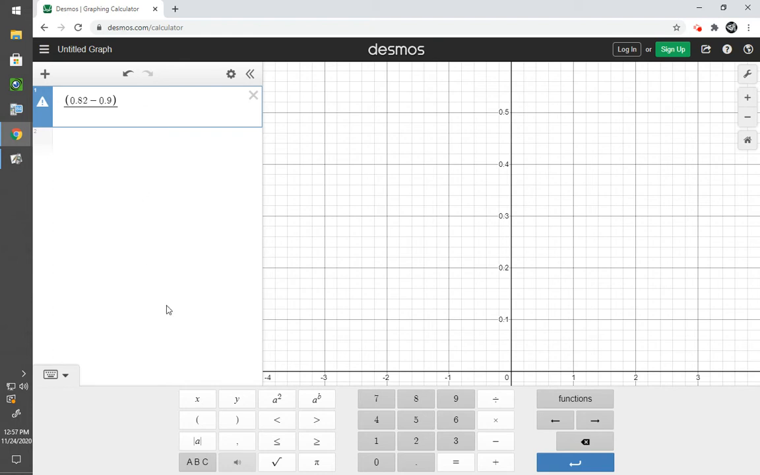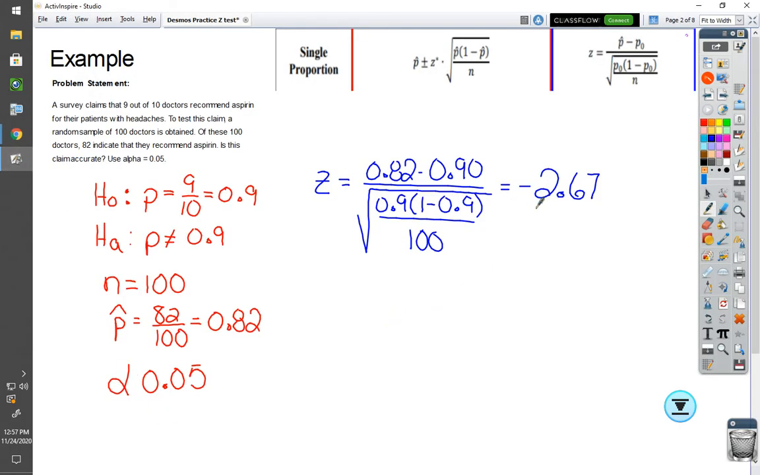I need a square root here, and you can grab a square root with the keyboard widget, or you can type SQRT. I need a fraction again, 0.9. I'm going to use parentheses for my 1 minus 0.9. That'll give me my numerator. I'll hit my / and I'll put 100 in the denominator. There's the negative 2.67 that I indicated previously. So that, in fact, is our z-score, and now we can write down that we have that z value.